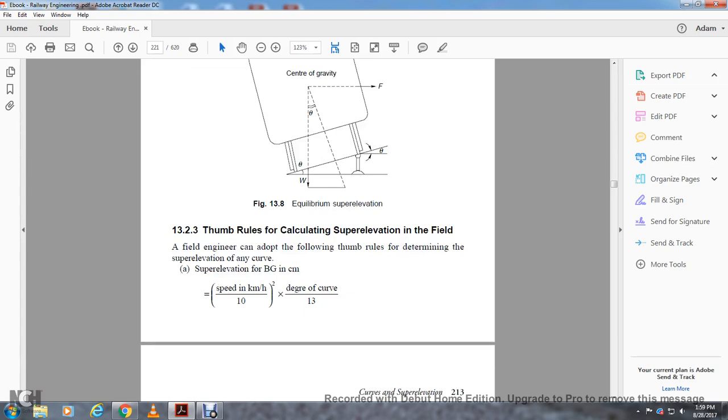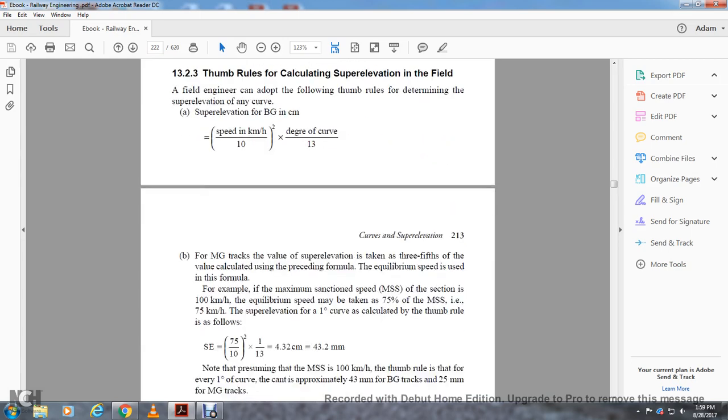13.2.3 Thumb rules for calculating superelevation. A field engineer can adopt the following thumb rules to determine the superelevation of any curve. Superelevation for broad gauge in centimeters is equal to speed in kilometers per hour divided by 10, squared, times the degree of curve divided by 13. For meter gauge, the value of superelevation is taken as 3/5 of that calculated using the preceding formula. Equilibrium speed is used in the formula.